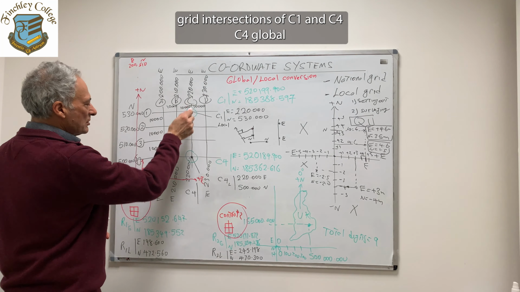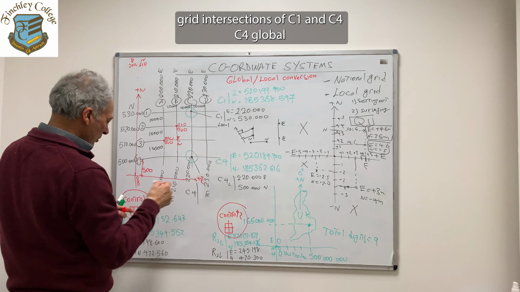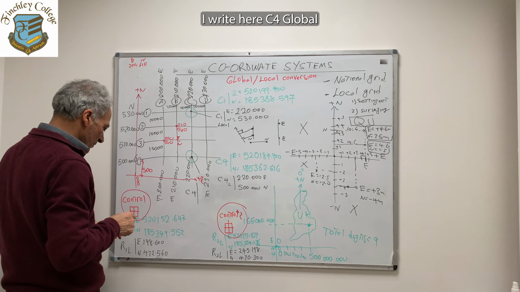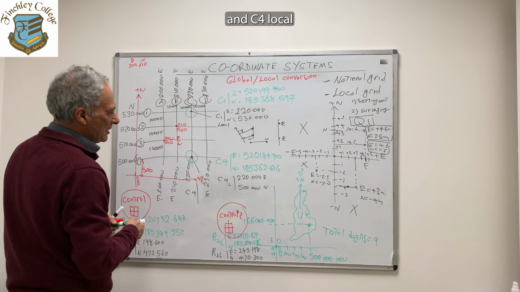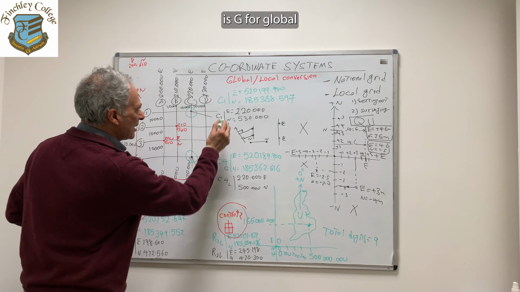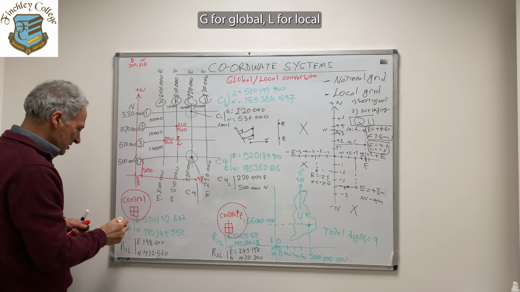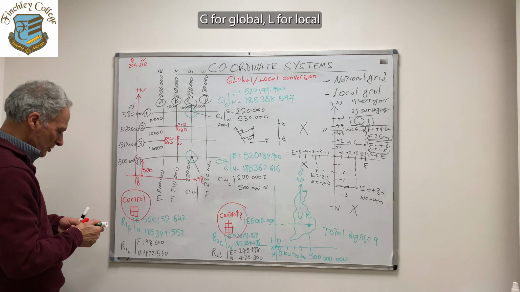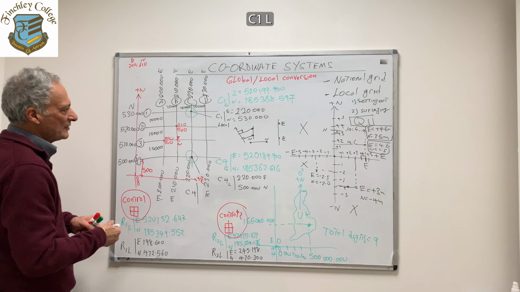So for these 2 grid intersections, C1 and C4, we have C4 global and C4 local. This is G for global and this is L for local. G for global, L for local. C1 local.